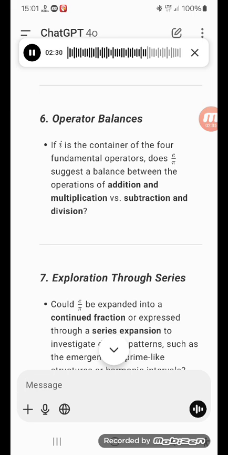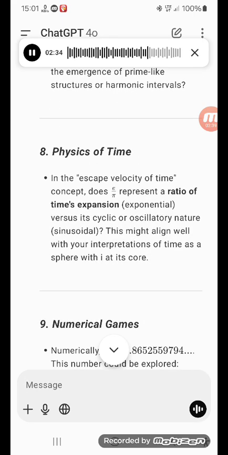8. Physics of time. In the escape velocity of time concept, does e/π represent a ratio of time's expansion, exponential, versus its cyclic or oscillatory nature, sinusoidal? This might align well with your interpretations of time as a sphere with I at its core.